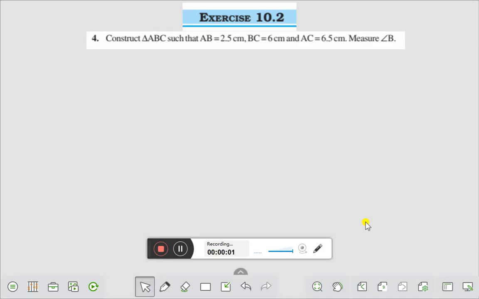Hello everyone. Today we shall discuss exercise 10.2 question number 4. Construct triangle ABC such that AB is equal to 2.5 cm, BC equal to 6 cm, and AC is equal to 6.5 cm. Let us draw a rough triangle like this.